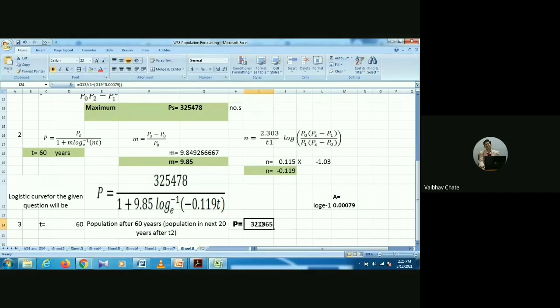Whereas your textbook has given 3,23,000, but the exact value is 3,22,965. This is the final value that was required.